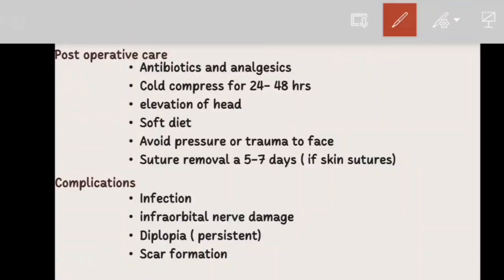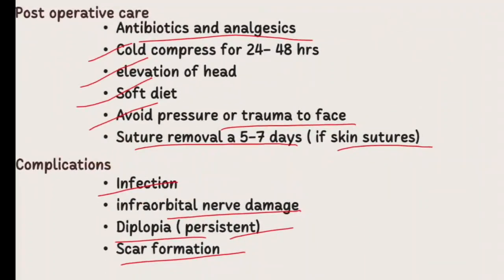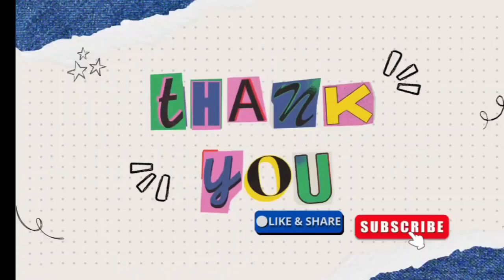So post-operative care for open reduction: antibiotics and analgesics are given, cold compress for 24 to 48 hours, elevation of the head, soft diet, avoid pressure or trauma to the face, and suture removal at 5 to 7 days if skin sutures were used. Complications we face are infection, infraorbital nerve damage, persistent diplopia, and scar formation. Here is an important exam question: which is the most common nerve complication? The infraorbital nerve is damaged. Today we learned definition, clinical features, classification, closed reduction, open reduction, fixation points, post-operative care, and complications.